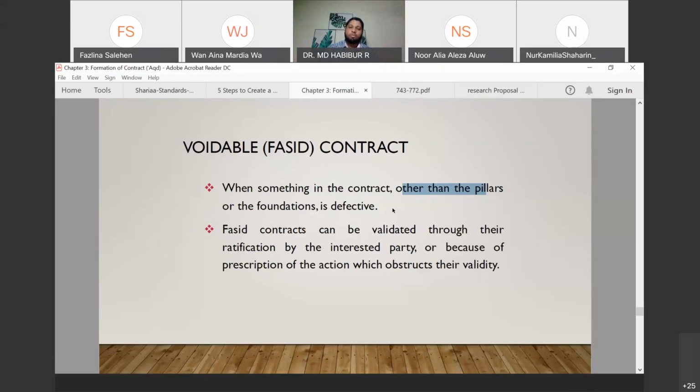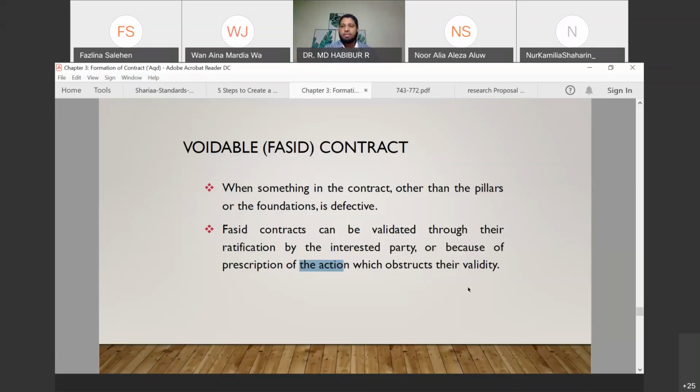All right. So fasid means the pillars are satisfied, but there is a problem other than the pillars. A fasid contract can be validated through rectification by the interested party or through the removal of the action which obstructs the validity. Fasid means, as I mentioned already, in between. We can rectify. For example, let's say a minor. A minor means someone who is not 18, the legal age, right? Not 18. So a minor sold his asset to someone else.